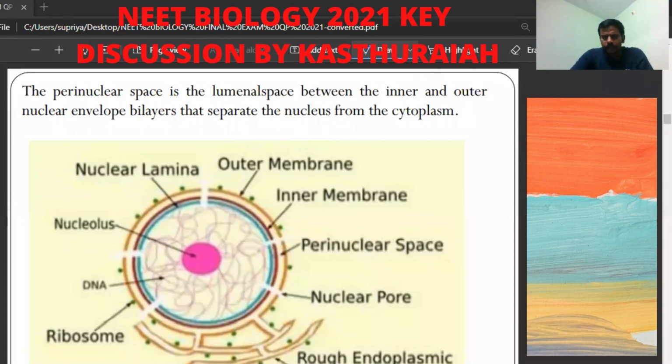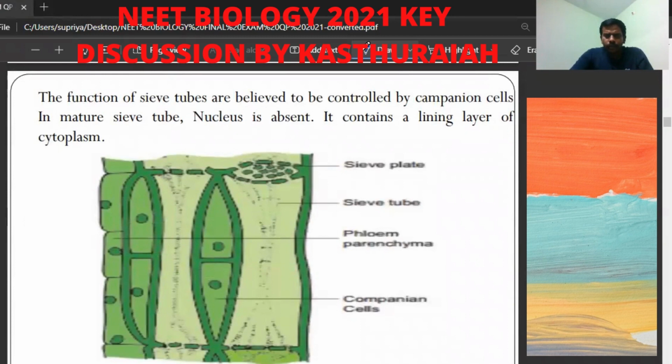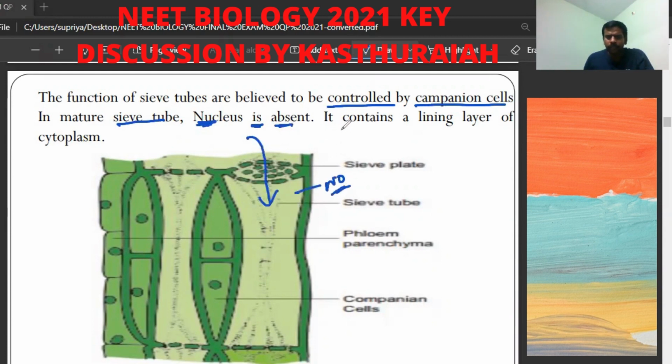Sieve tubes. See student here, the functions of sieve tubes are believed to be controlled by companion cells. In a mature sieve tube, the nucleus is generally absent. In the sieve tube there is no nucleus. It contains a lining layer of cytoplasm only, and it means it does not have a nucleus and also cytoplasmic cell organelles. Cell organelles are also absent, right? Okay.